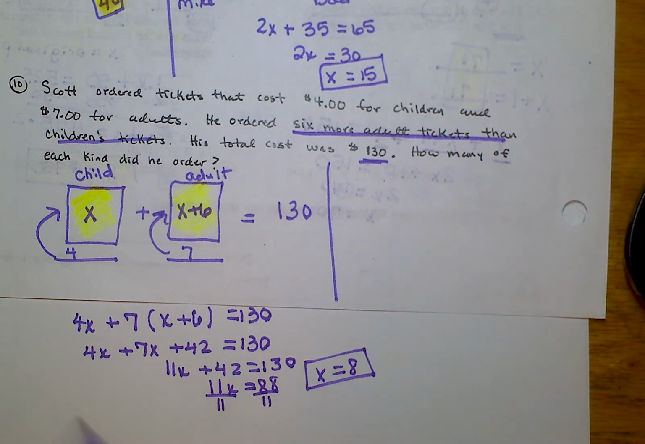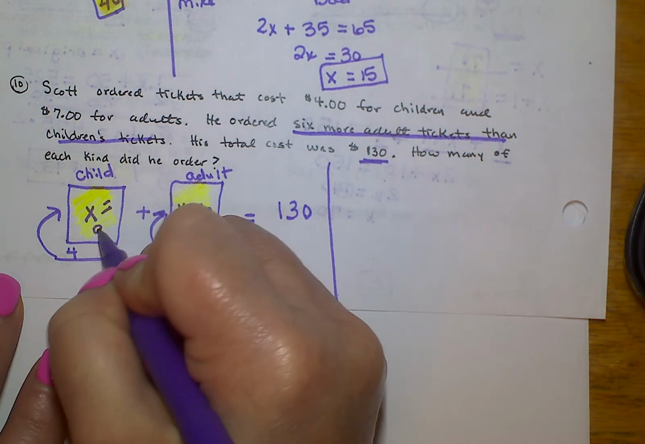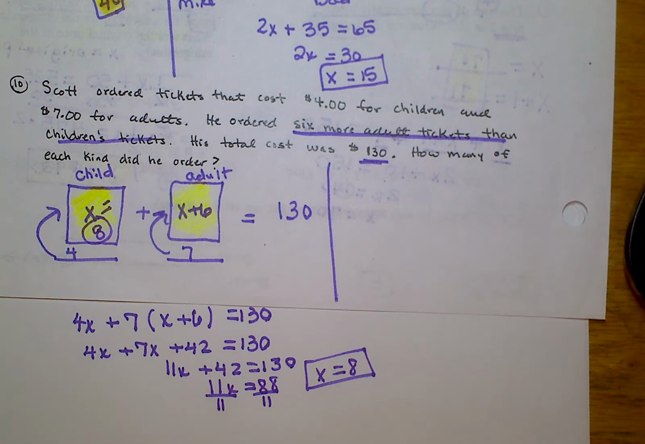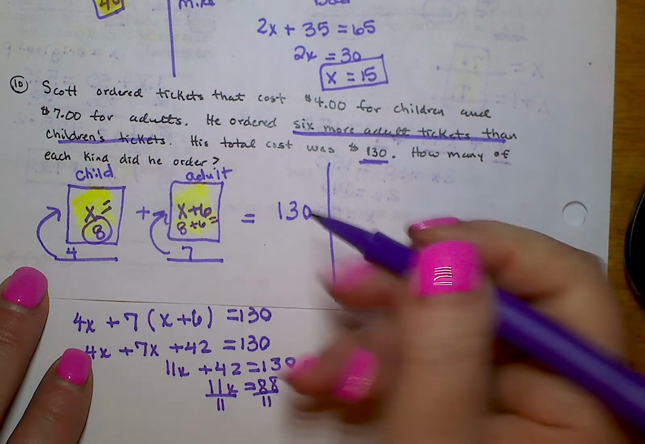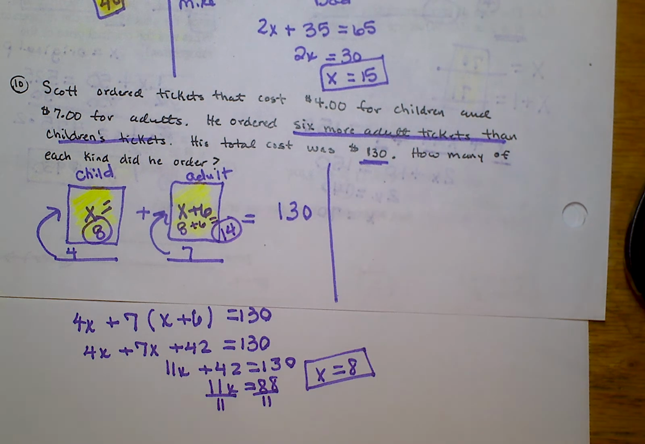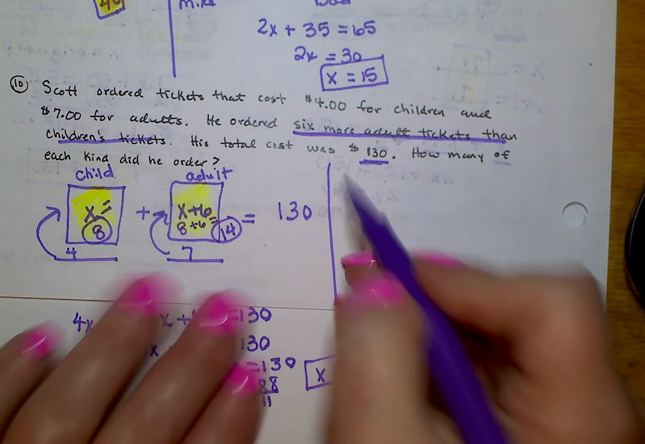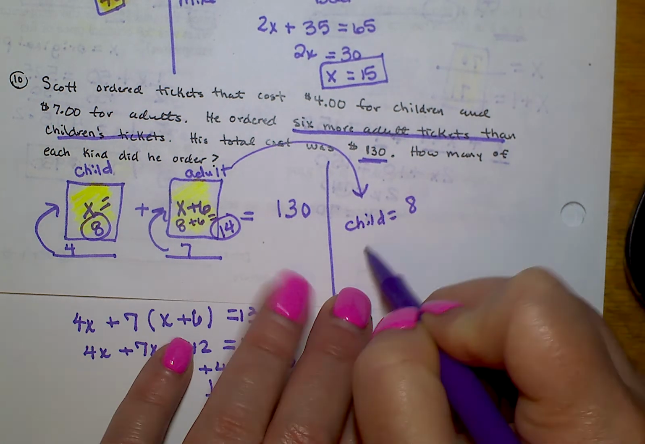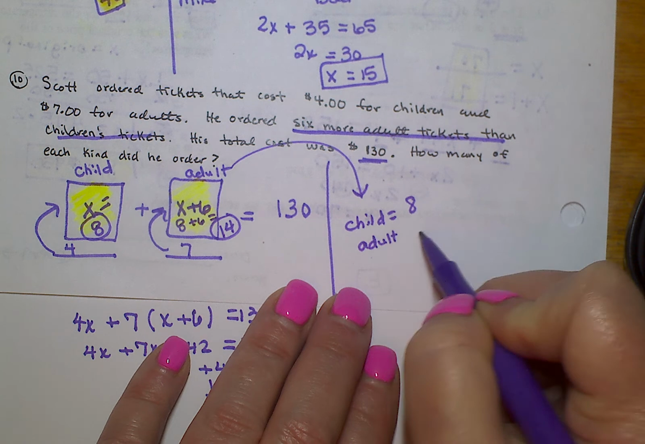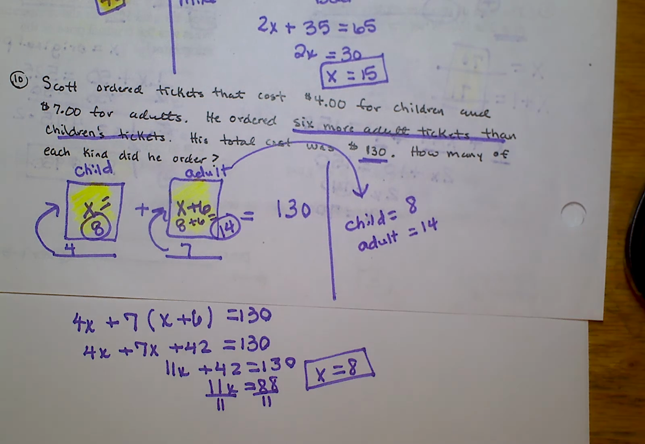So what we let be x was the child tickets. So there were 8 children tickets. You add 8 plus 6, which would give you 14 adult tickets. So how many of each kind did he order? The child, he ordered 8, and the adult, he ordered 14.